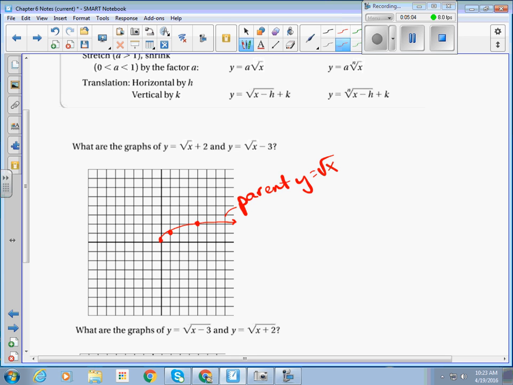If I'm going square root of x plus 2, it's going to be the same parent function, but translated 2 units up. So instead of being at 0, 0, I'm going to be at 0, 2. Instead of being at 1, 1, I'm going to be at 1, 3. Instead of being at 4, 2, I'll be at 4, 4. So this one is y equals square root of x plus 2.